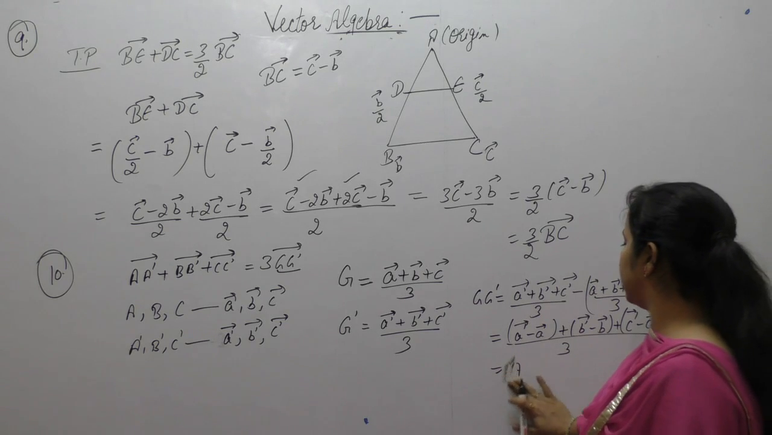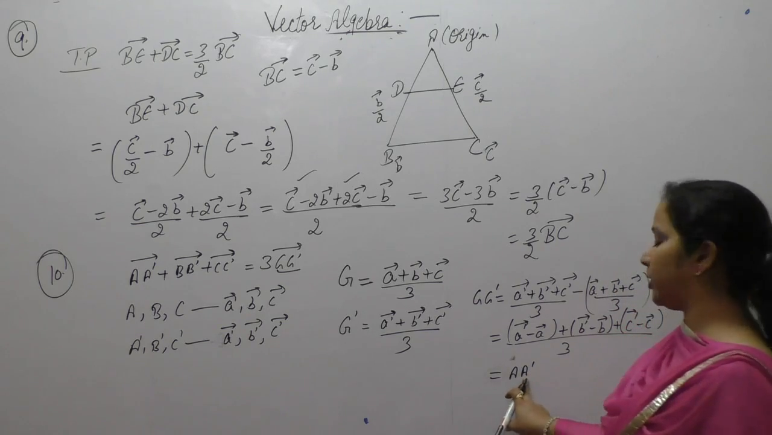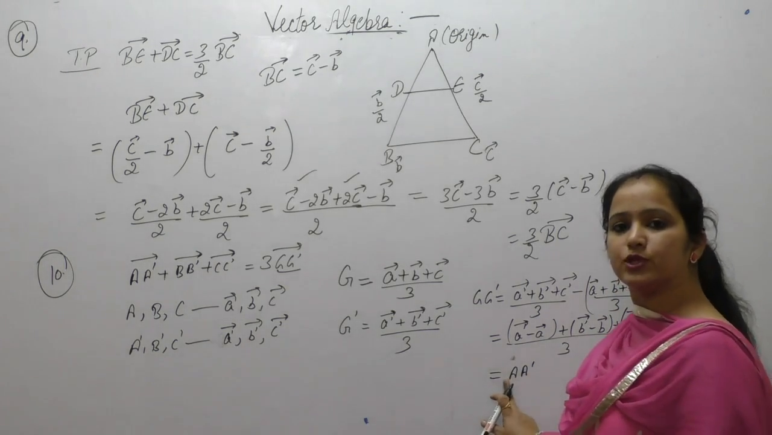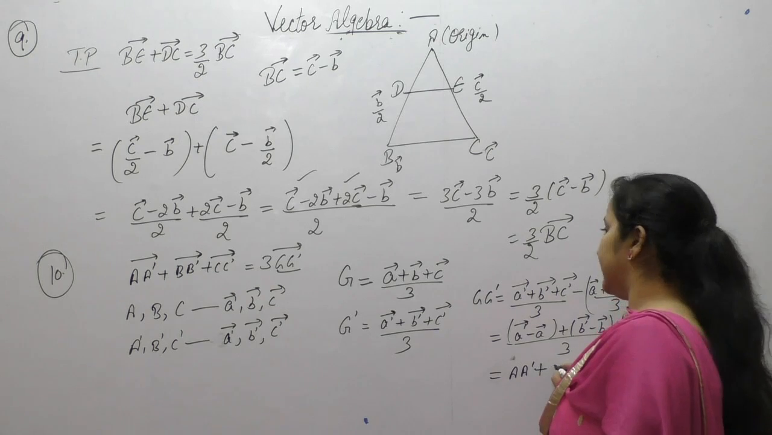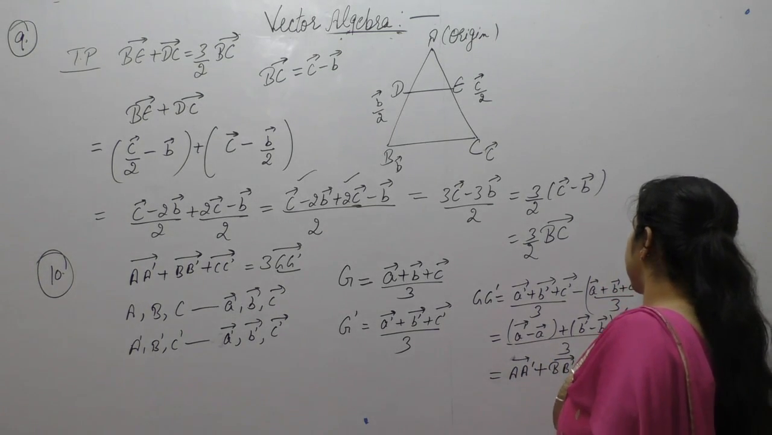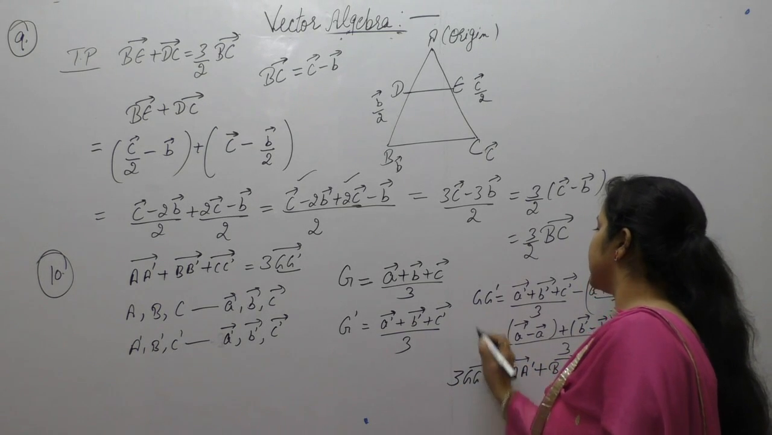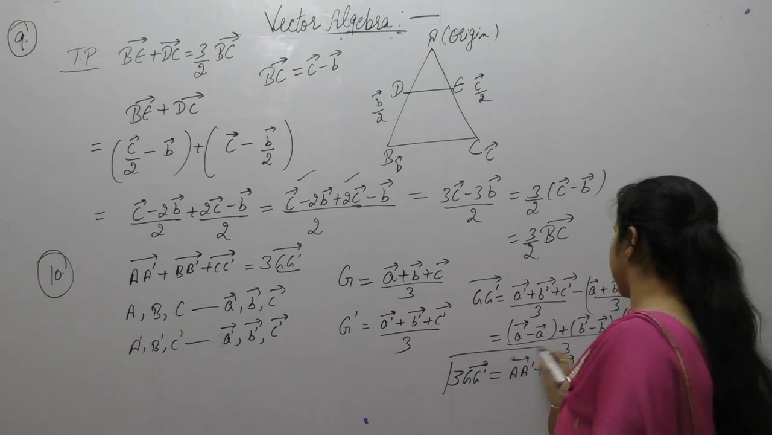A dash. So we can write it as A dash. Position vector of A dash minus position vector of A. Similarly, B dash vector plus C dash vector. 3 goes on left hand side. So it becomes G dash vector.